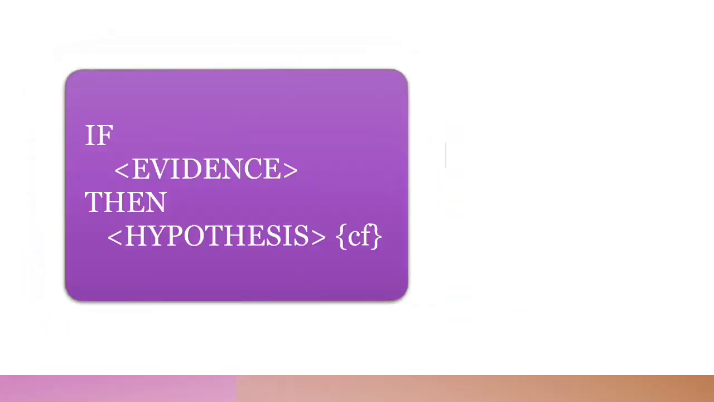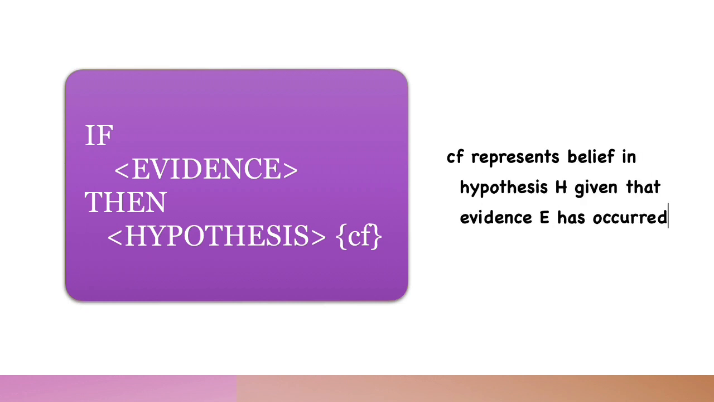Consider this kind of form of rules. Rules are normally presented in if-then form. So if this if-then rule is incorporated with some CF value, the CF actually represents the belief that the hypothesis is true given that E, the evidence, has occurred.